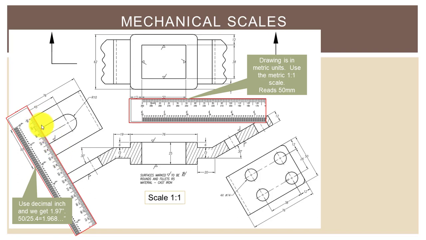If you were to put a decimal inch scale on this to get a 1.97, and 1.97 is 50 divided by 25.4 millimeters per inch. So 50 millimeters divided by 25.4 millimeters per inch is 1.968 inches. And you'll notice that the scale in this case is a scale of 1 to 1.